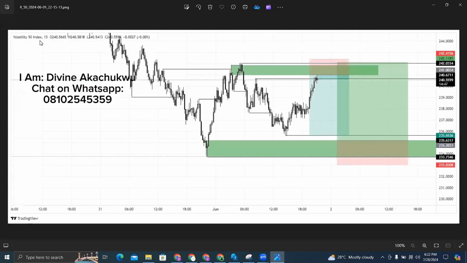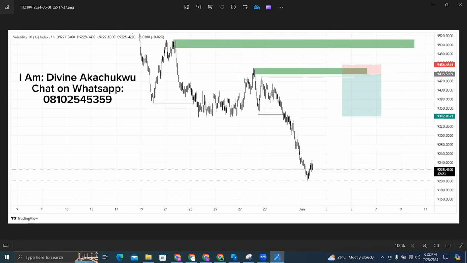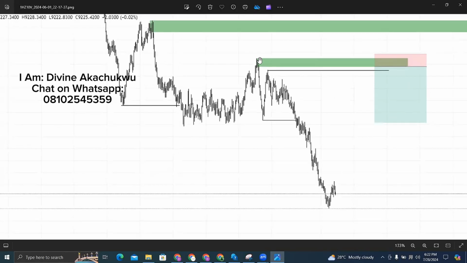So here's another trade, volatility 50 index. I saw the sweep, then the break of structure, the pullback, then the second break of structure. Price took out this structural liquidity, tapped into here, and it's selling down. So that's how I've been marking it, guys. The same thing with this one. I saw the sweep, the break of structure, the pullback, then the second break of structure. I was expecting price to come, take out this structural liquidity, tap into here, and sell.